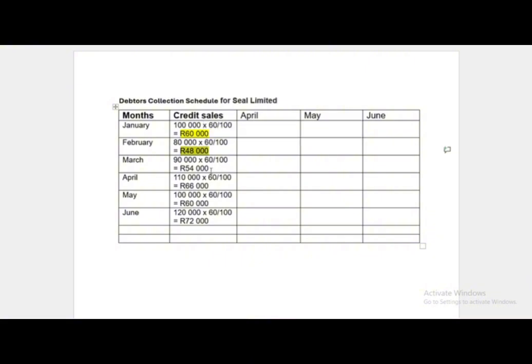So that we know that we are going to collect from this, I'm going to highlight them in yellow, right? All the credit sales must be highlighted in yellow so that we don't get confused. We are going to collect from those amounts that are in yellow, and only if they are affected in the months that we are required to prepare the debtors collection schedule for, all right?